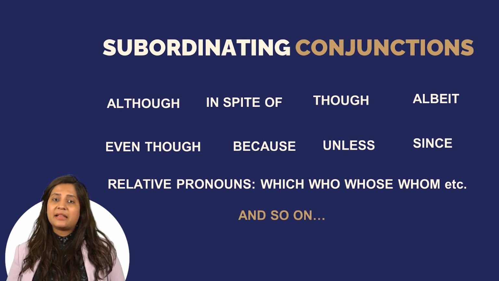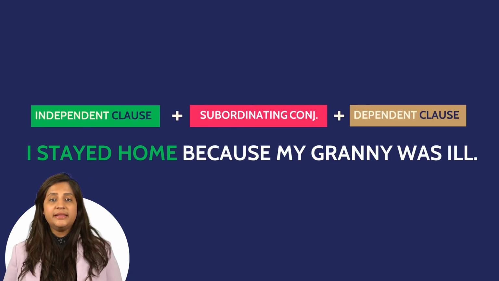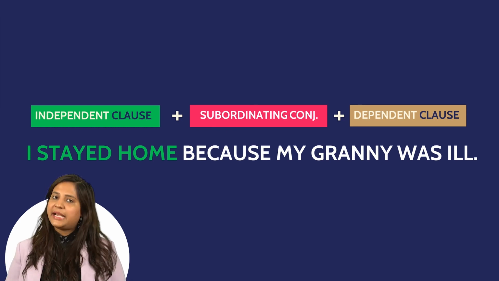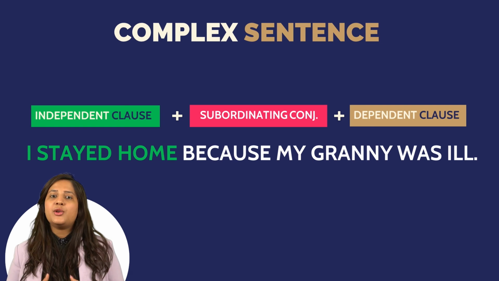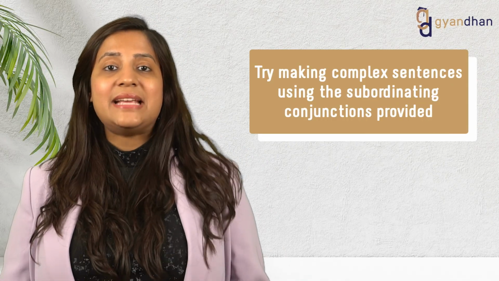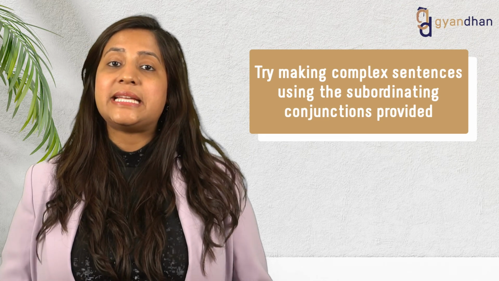This is what we have gathered from our analysis. In this structure, there is the usage of an independent clause, a dependent clause, and a subordinating conjunction. Such structures are known as complex sentence structures. You can try making complex sentences using the subordinating conjunctions provided.